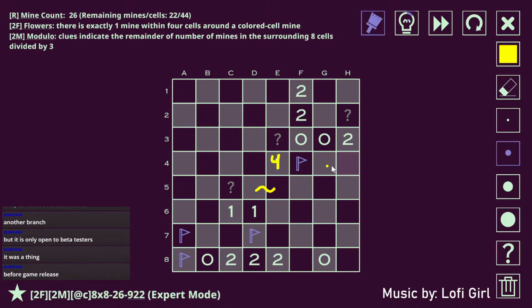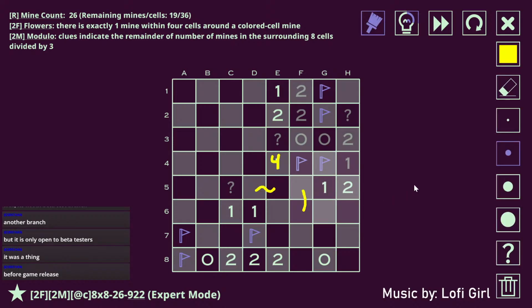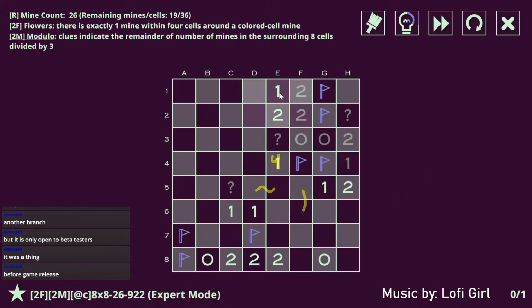2. It can't be both of these, because this guy will be broken. So that's a mine, that's a mine. That completes a lot of stuff for us. That's a mine, that's empty. 1 is complete. 2 and 1 differ by 2 again this time. So this must see 2 more mines, meaning there's exactly 1 mine here. This 1 sees 1, and this 2 must see 1 more than that, so that's a mine.